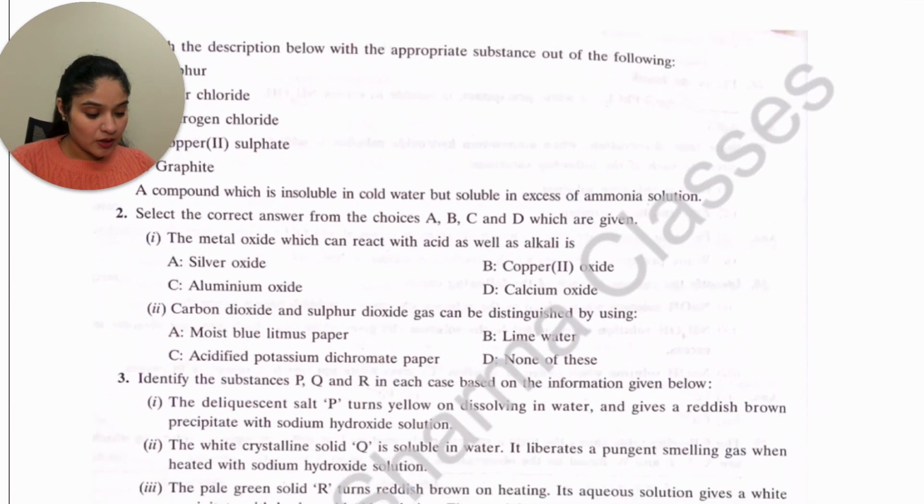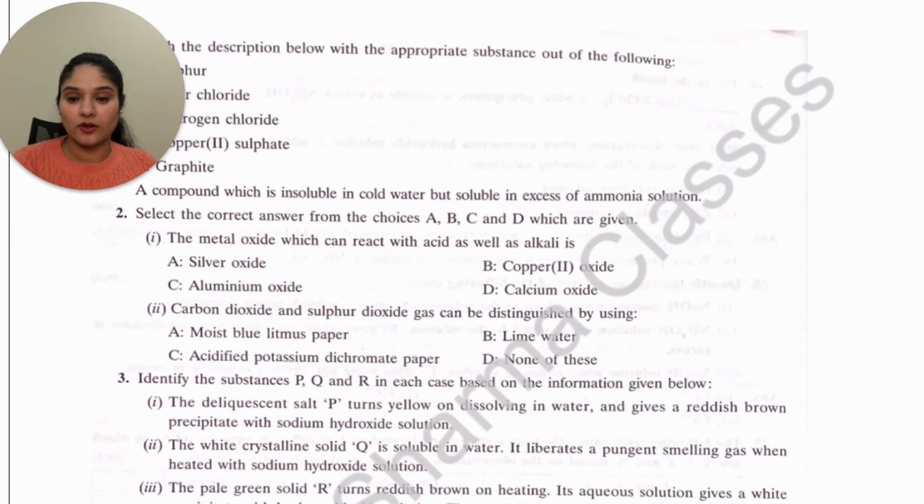Then moving ahead, select the correct answer from the choices A, B, C and D which are given. The first is the metal oxide which can react with acid as well as alkali is. Such an oxide is known as amphoteric oxide. That means when amphoteric oxides react with acid, then also you get salt and water, and when they react with bases, then again you get salt and water. So let's look at the options.